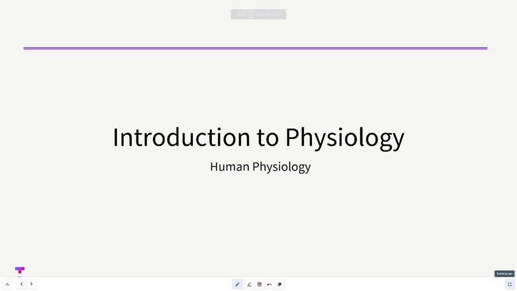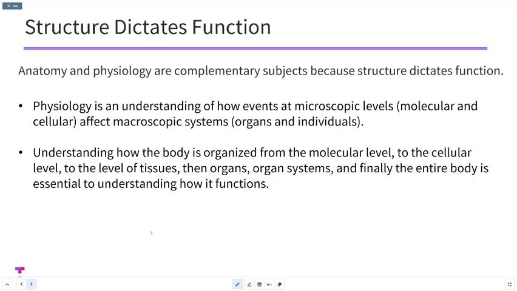Welcome. Today we're going to be talking about an introduction to anatomy and physiology. Human physiology: the structure dictates function. Anatomy and physiology are complementary subjects because the structure of the human body dictates the function of our body.